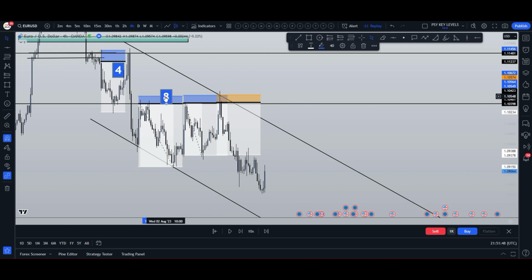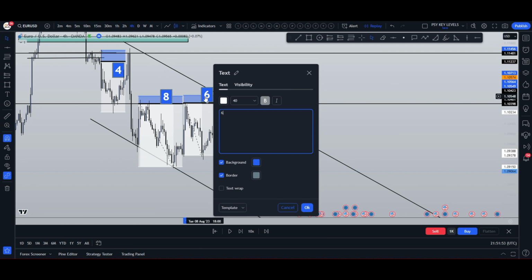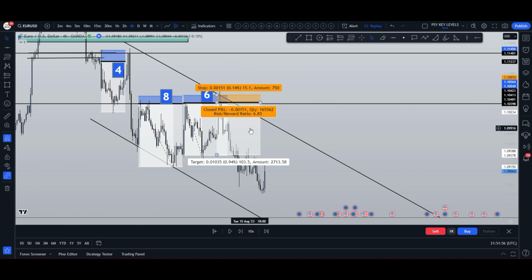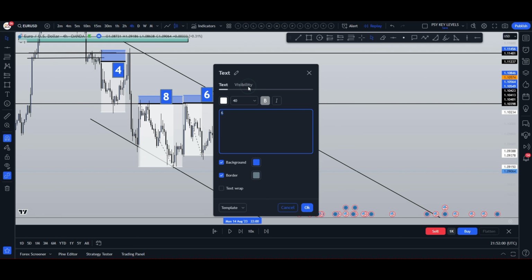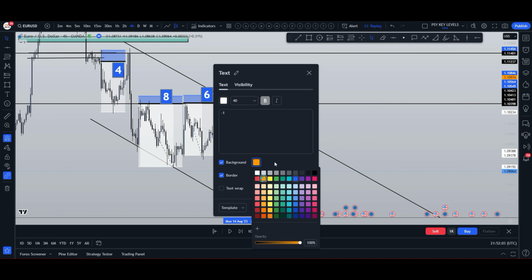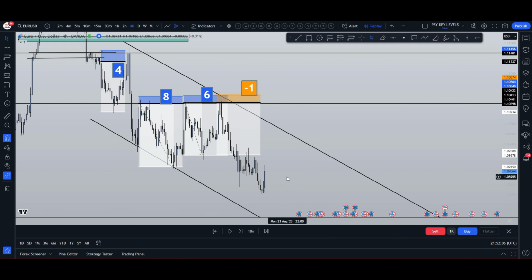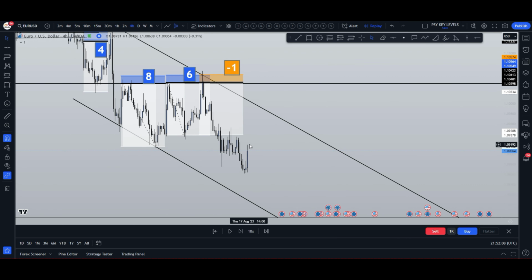8, this is a 6, this is a 6. Okay, now this is a -1, so copy and paste this over here, but what we'll do is we'll do -1, color it orange, what I normally like to do. Okay, price, okay, this is a loss, right?